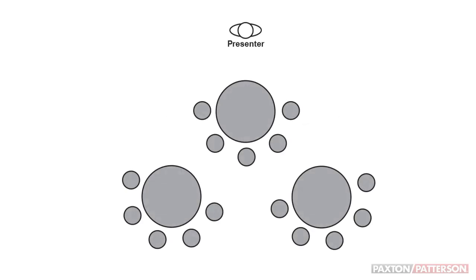Cabaret style. Also referred to as crescent half rounds. This room layout is very similar to banquet seating, except the seats are arranged in a U around each table so that no one has their back to the presenter or speaker. It is also appropriate for award nights and casual celebrations.